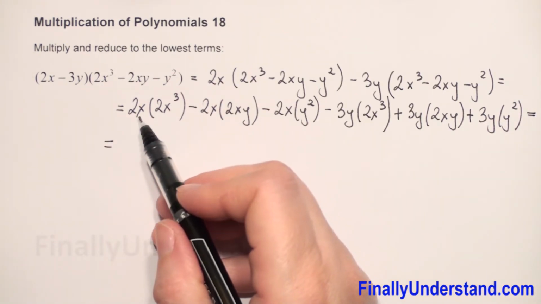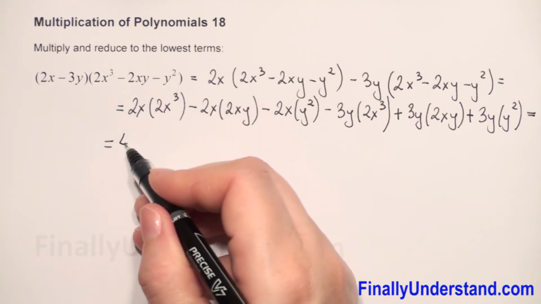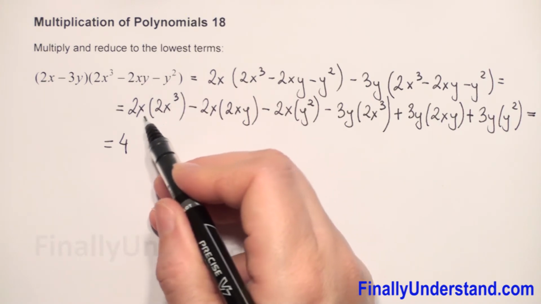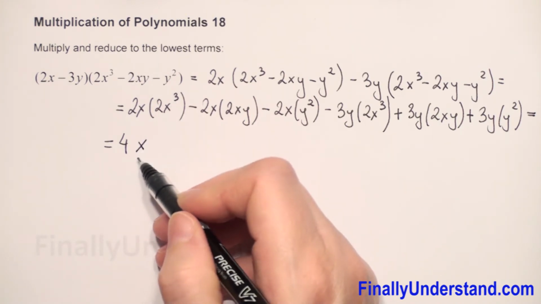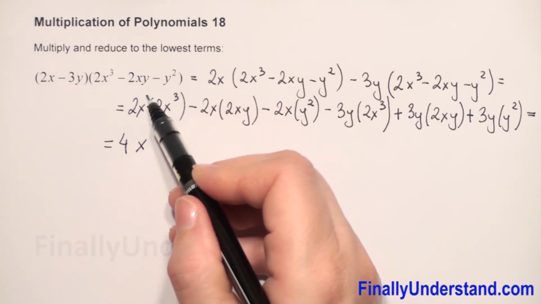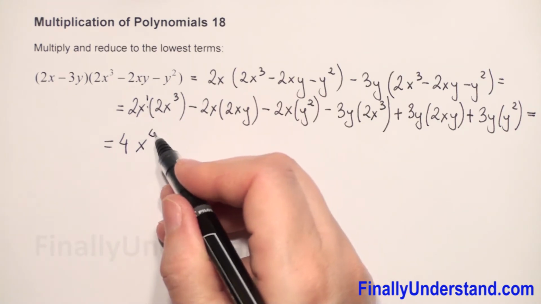First we have to write the number. 2 times 2 gives me 4, and we have x times x cubed. So we have the same variable, so we copy variable x, and because we have multiplication, now we have to just add exponents. When we don't have exponents, it's always an invisible 1, so 1 plus 3 is 4.